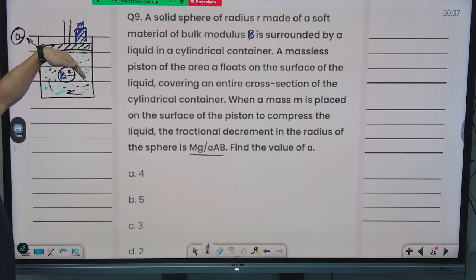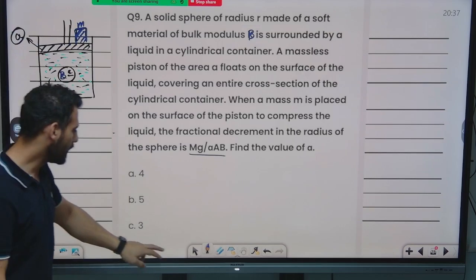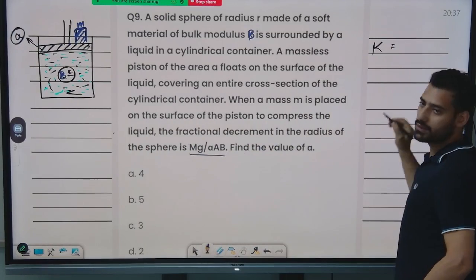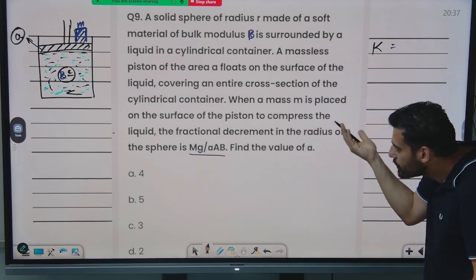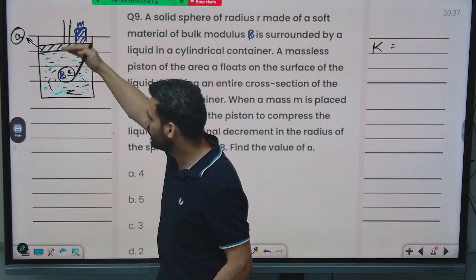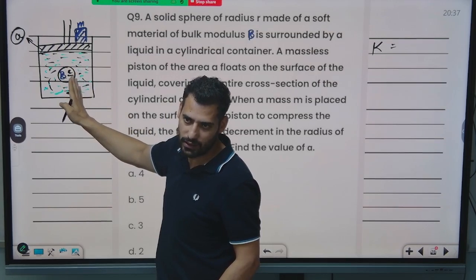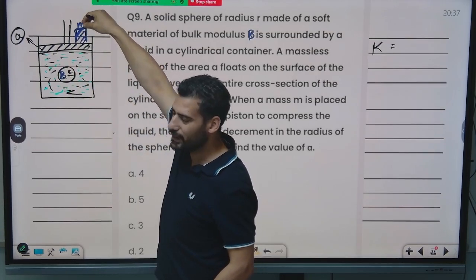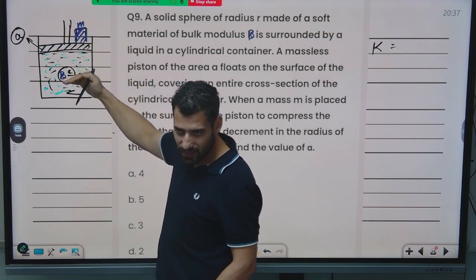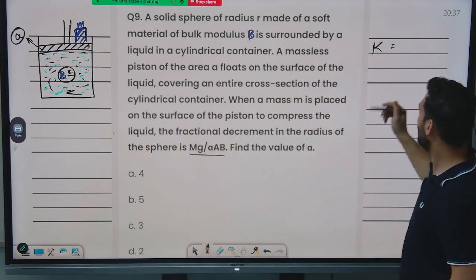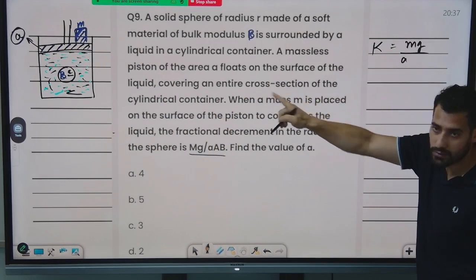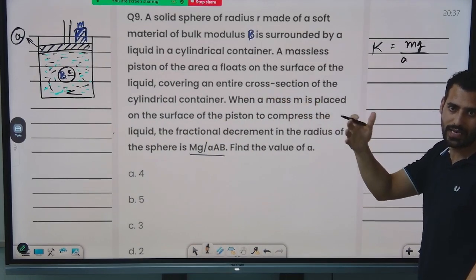So obviously when you are applying some force, fine. First of all, can you tell me what is bulk modulus? Volumetric stress by volumetric strain. Volumetric stress is the stress produced by this force, isn't it? Because before this it was in equilibrium, there was already a radius r. But the moment you place this mass m over the top of the piston, it will get compressed, right? So the force that we have is mg, divided by the area of the piston, because that is the pressure being exerted.